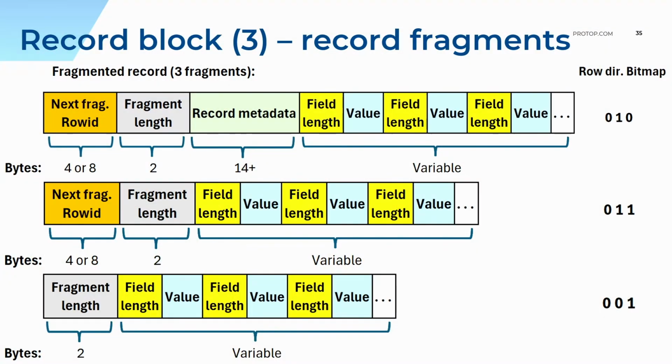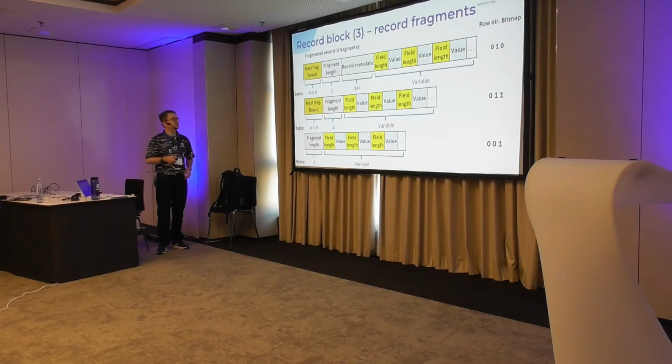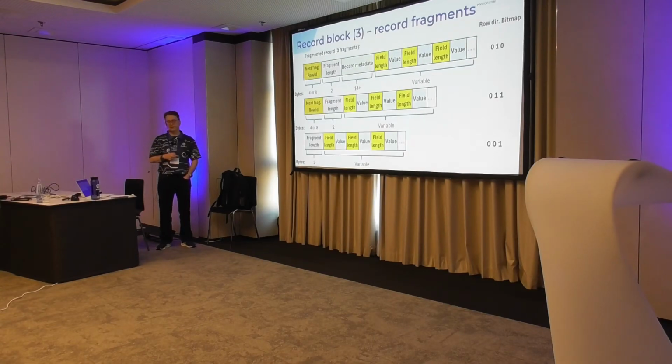So now let's look at a case of a fragmented record, in this case, a record with 3 fragments. It may not be clear here from the diagram, but each of these fragments is going to be in a separate record block. That's what it means for it to be fragmented. It begins with a structure that we didn't see in the previous diagram, which is a next fragment row ID. This is a pointer to where I can find the next fragment. So the row ID here is going to be the row ID of this second fragment. And then it looks just like the example we saw before.